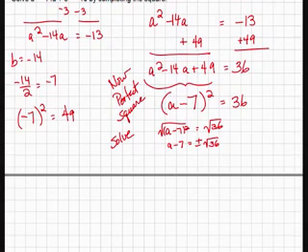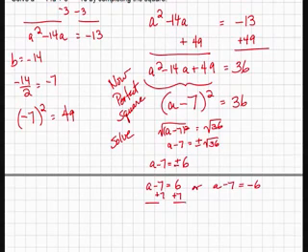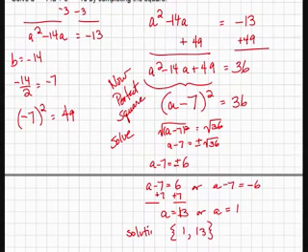So a - 7 is equal to, the square root of 36 is 6, so a - 7 is equal to positive 6, or a - 7 is equal to negative 6. So if we solve, we see that a is equal to 13, or a is equal to 1. And that's the solution, 1 and 13. And of course, remember from the graph that this is where the parabola will cross the x-axis, that is the zeros of the equation, where x is equal to 1 and where x is equal to 13.